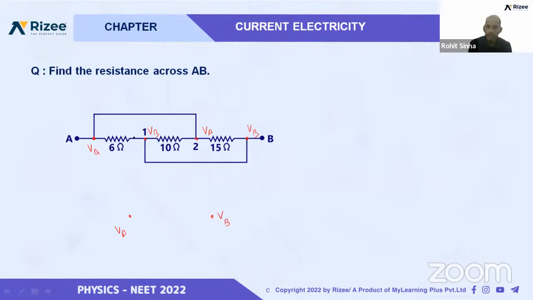Between VA and VB, you see a 6 ohm resistance. We will draw it like this. Now between VA and VB, there is also one 10 ohm resistance, and we will draw it like this. Now between VA and VB, we have one more resistance, 15 ohm, like this, and you can solve it. You will get the answer.